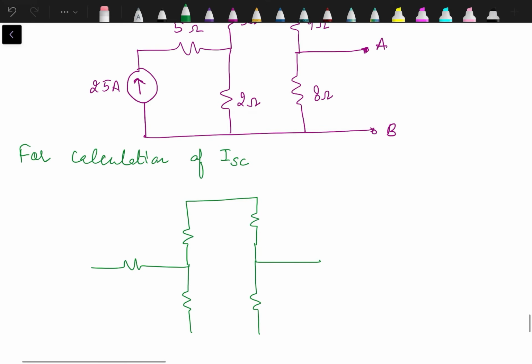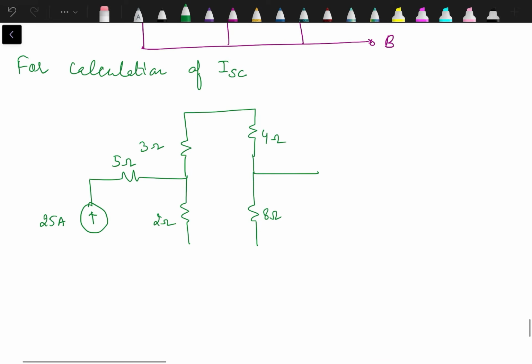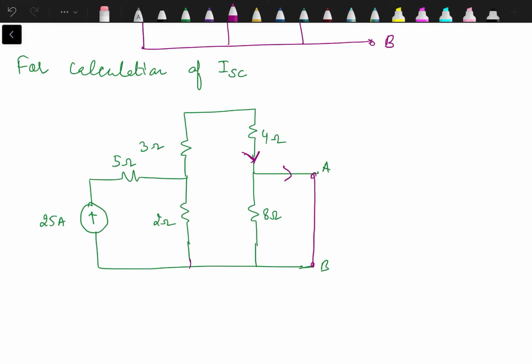Let's draw all the resistances. Mark their value: 3 ohm, 4 ohm, 2 ohm, 8 ohm, 25 ampere source, and this one is 5 ohm. This is A and this one is B. Now short circuit these terminals. Now when we short circuit these two terminals, whatever the current is coming from this source, whole current will flow through the short circuit only. The current through 8 ohm will be 0.